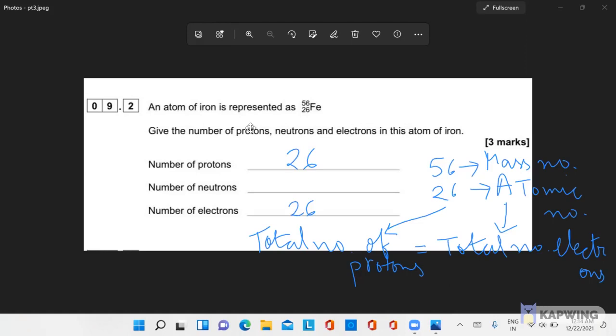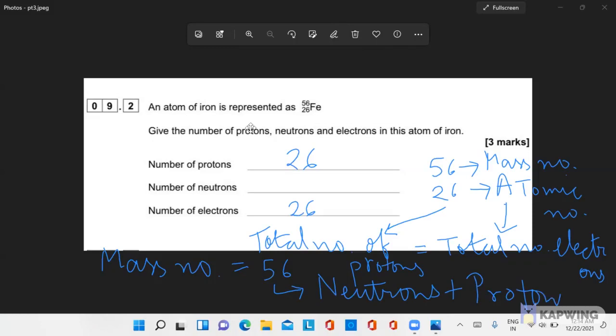Now mass number. Mass number equals 56, which tells us about the sum of neutrons and protons. Since we know my protons are 26 and mass number is 56, if we subtract 26 from 56, we will get the number of neutrons as 30. So thus we get number of protons 26, number of neutrons 30, and number of electrons 26.